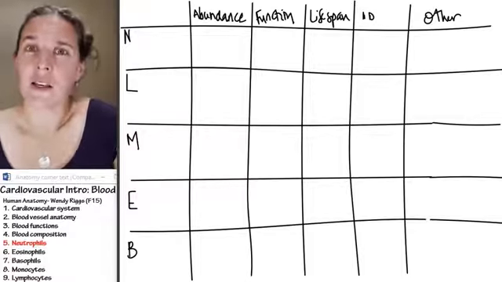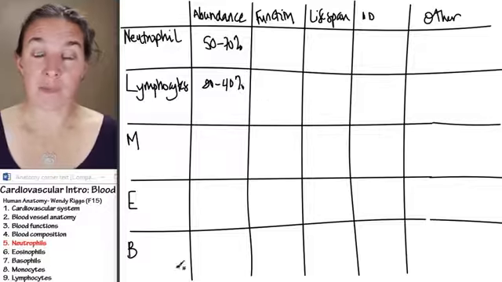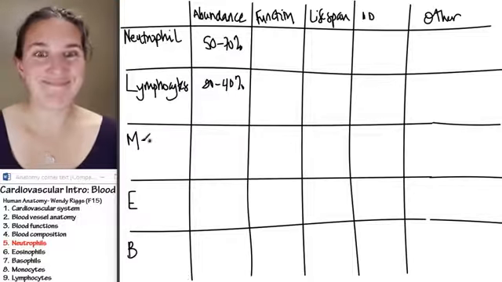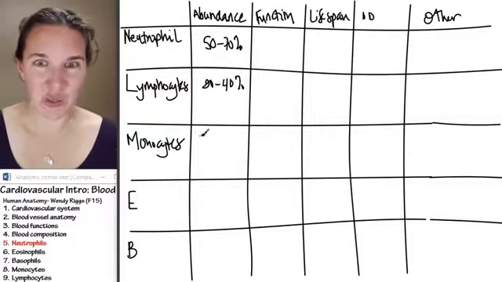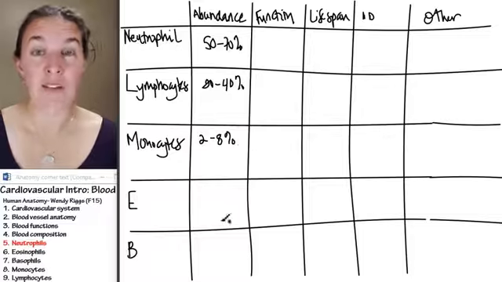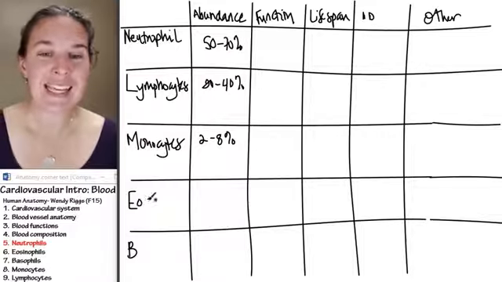Remember, this is abundance not of all cells. This is just of white blood cells. Because what we know is that there's a jillion red blood cells for every one white blood cell. Lymphocytes, between 20 to 40% of your white blood cells are lymphocytes. Monocytes, between 2 and 8% of our white blood cells are monocytes. Eosinophils, between 1 and 4% of your white blood cells are eosinophils.